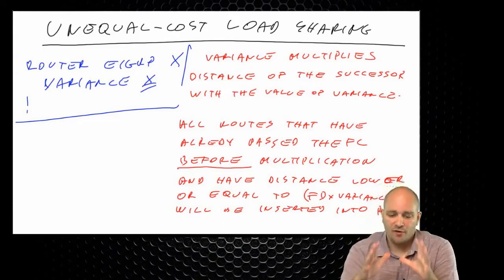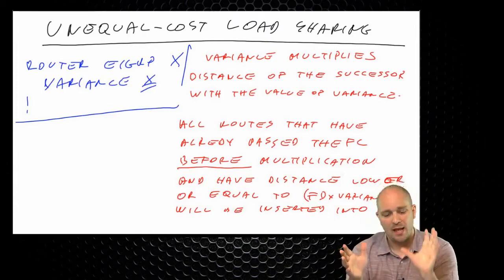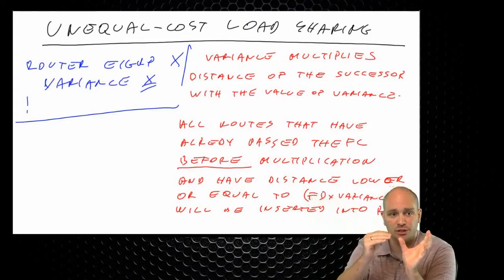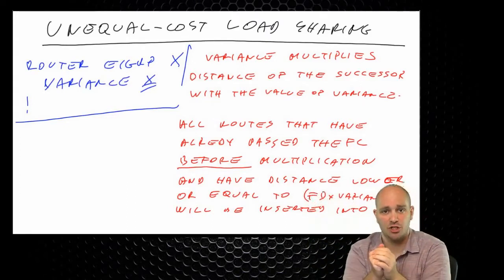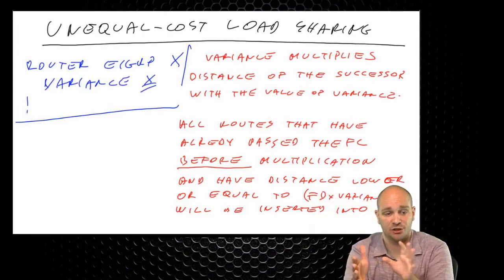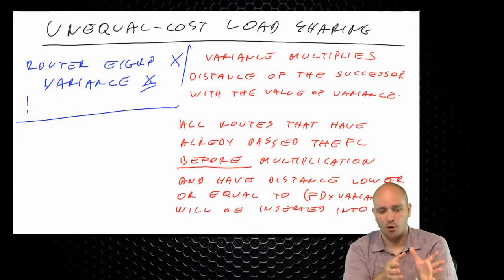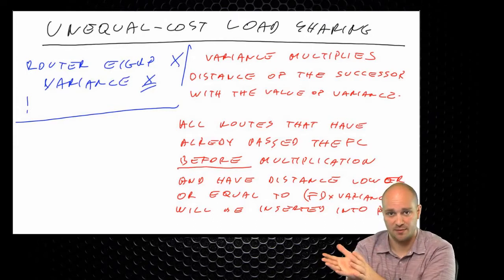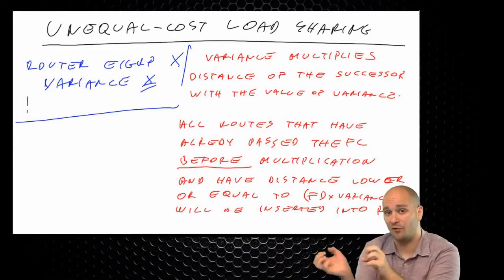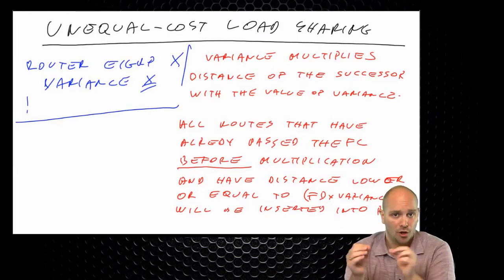So when you specify variance x, you're going to have a successor route, the best route. Now, before that multiplication has happened, some routes have passed a feasibility condition. So one of them is considered to be a feasible successor. Some of them are not feasible successors, but they have still passed the feasibility conditions. Now, you might have routes that have not passed the feasibility conditions, and those are ineligible for load sharing. So only those that have already passed the feasibility condition are going to be eligible for load sharing.